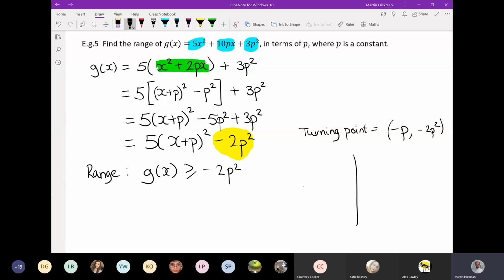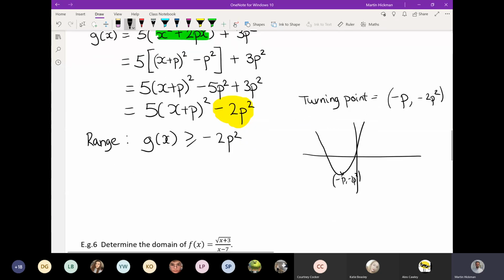If you wanted to sketch this, it would look something like this, with that being your turning point. It's only ever going to be greater than that turning point. I don't necessarily know that p is a positive constant, by the way. This is just a hypothetical sketch, but it might look something like that. We know it's definitely a positive quadratic though, at least. Again, any questions, let me know. We've got a couple more examples to do, and then it's over to you.